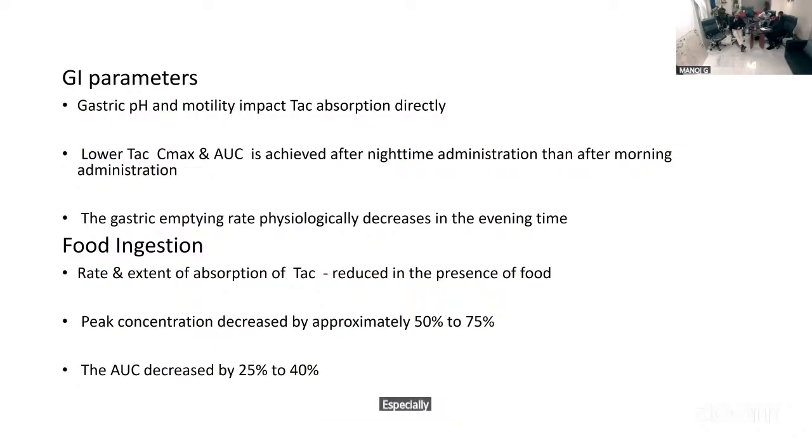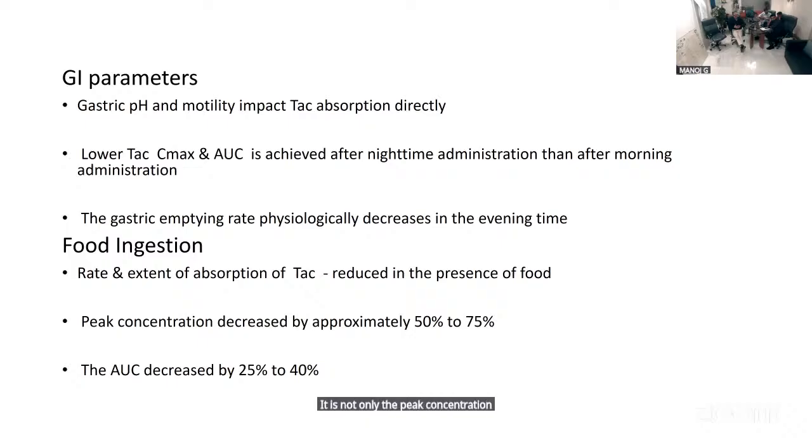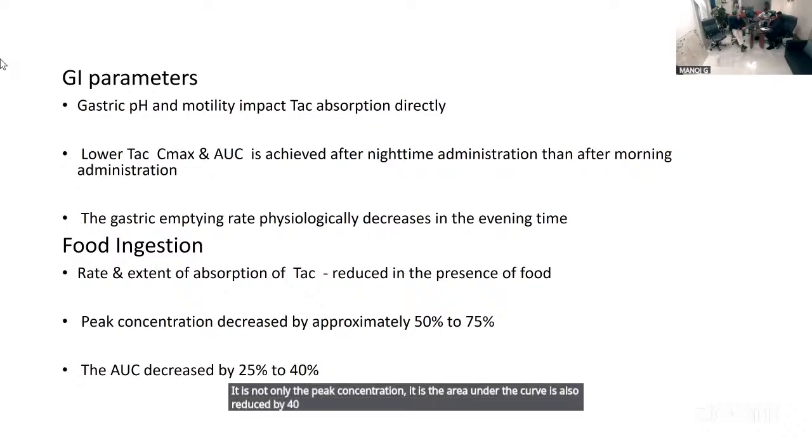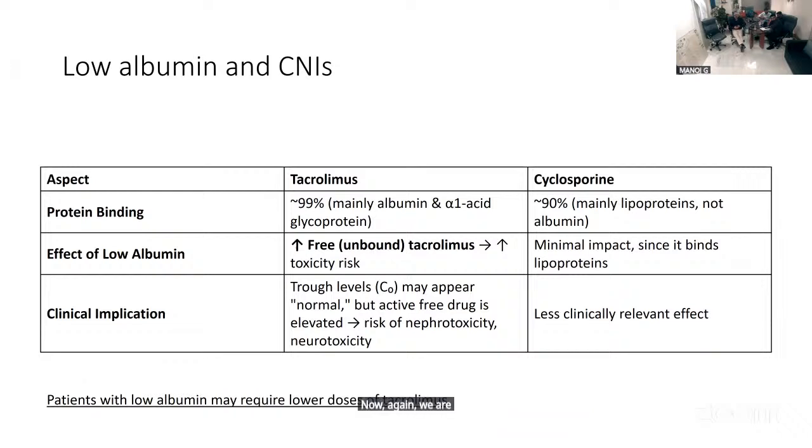Especially the fat content is very, very important. The more the fat content, the less the tacrolimus absorption. And it is not only the peak concentration, the area under the curve is also reduced by up to 40%.